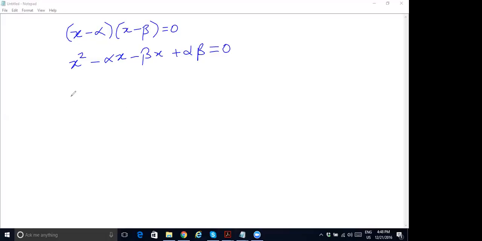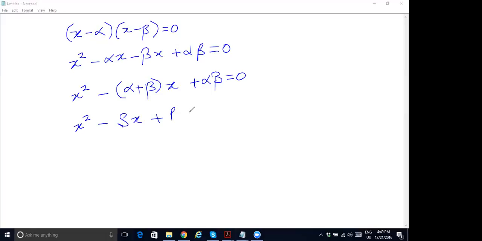equals to 0. Or we can say x square minus alpha plus beta times x plus alpha beta, where alpha and beta represent the roots of the equation. This we can say is alpha plus beta means sum of the roots and alpha beta is product of the roots.